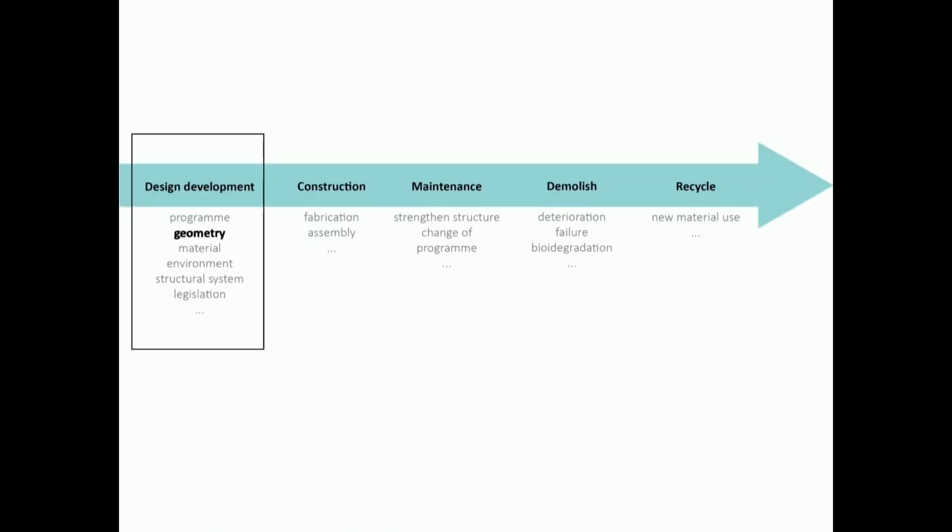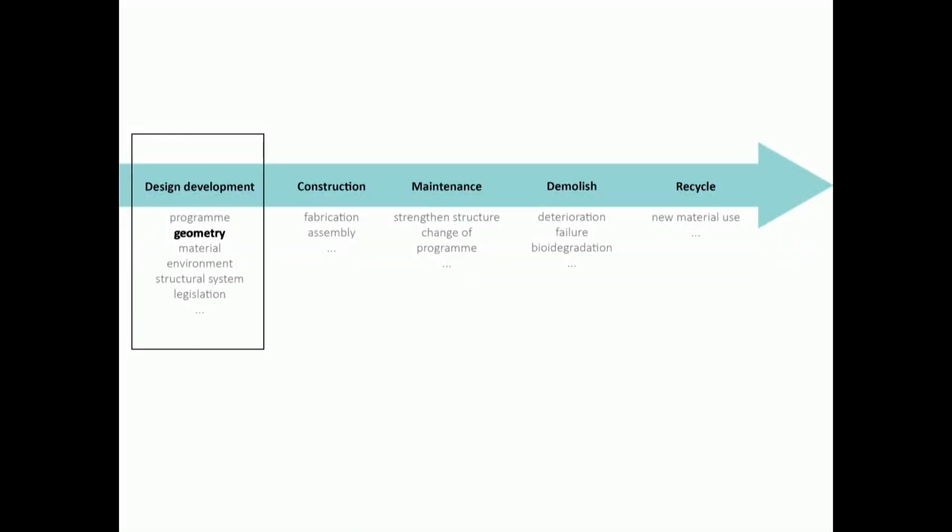So, of course, we could do it in any of the parts of the life cycle of a structure, but we would be focusing on geometry. Let's just mention here that I'm not studying how a geometry was generated, whether it's good enough for the purpose that it is trying to serve. I'm just looking at how constructible it is.